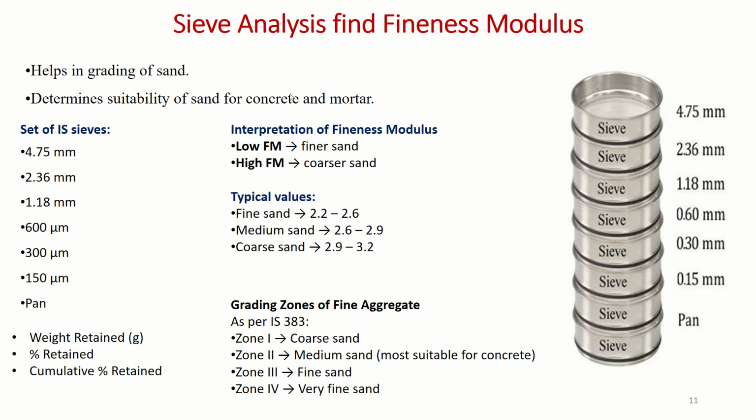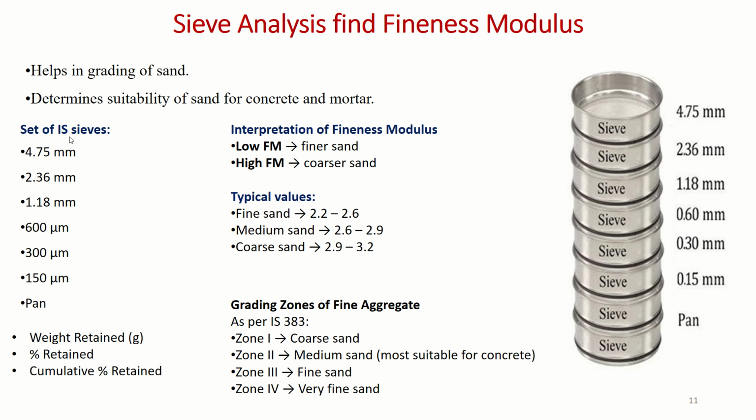So sieve analysis is normally conducted to know the gradation of the sand, fine aggregate. Gradation means what? Exactly what kind of particle or what is the grading of that particular particles. So to know the suitability of that particular sand sample in the concrete. So normally sieves arranged for fine aggregate starting from 4.75, 2.36, 1.18, 600 micron, 300 micron, 150 micron, and pan.